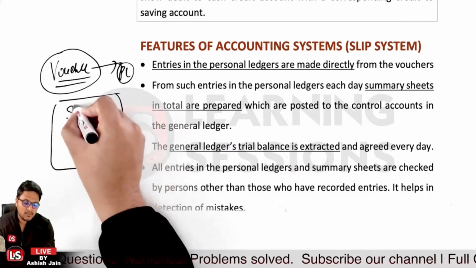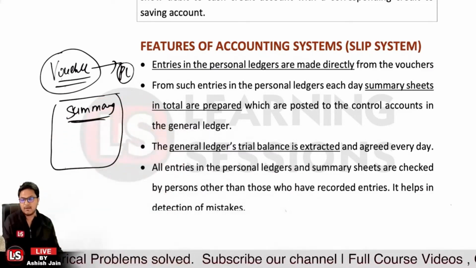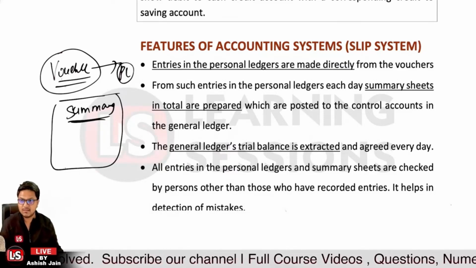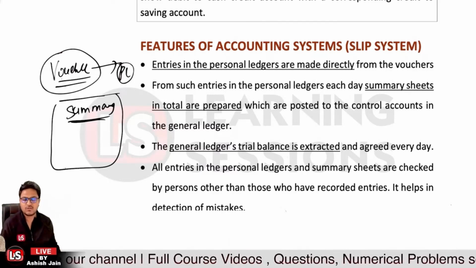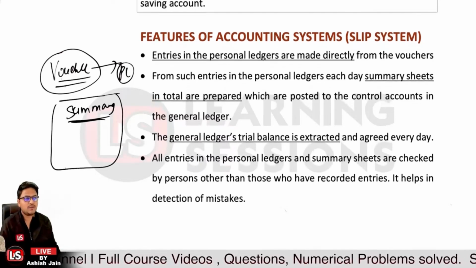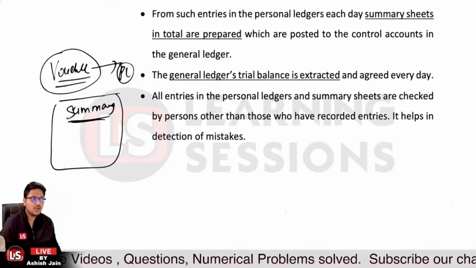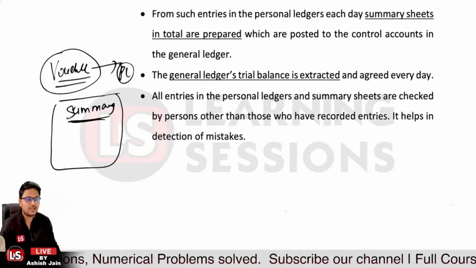The summary sheets are prepared and checked on a day-to-day basis by different persons, so that if there is any discrepancy or mistake in the summary sheet itself, it can be detected and corrected. So that's related to the features of the accounting system, the operational aspects of the accounting system. I hope you have understood the concepts related to the same.